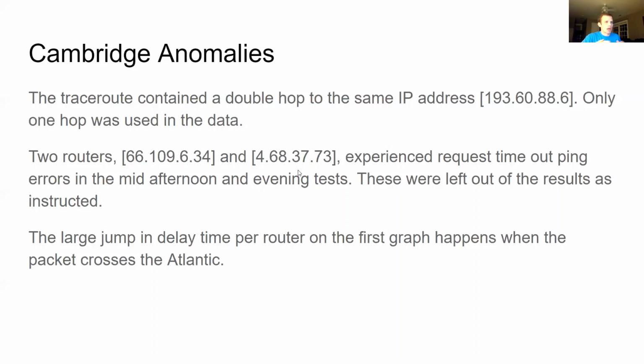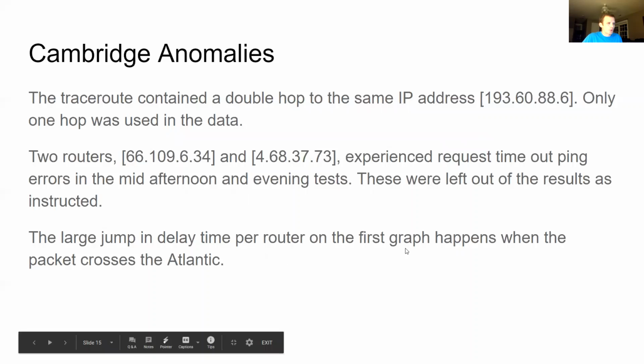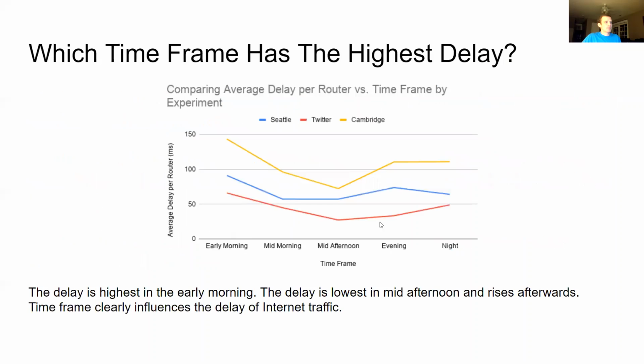And I believe that there's a router or a set of routers or an area near me that gets very congested in the mid-afternoon and evening, and that this is what causes those routers to drop the packets, basically. Makes a lot of sense. And then there's also a large jump in delay time per router on the first graph that happens when the packet crosses the Atlantic, as we talked about.